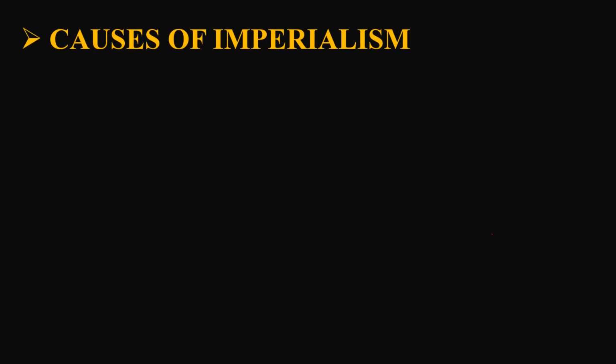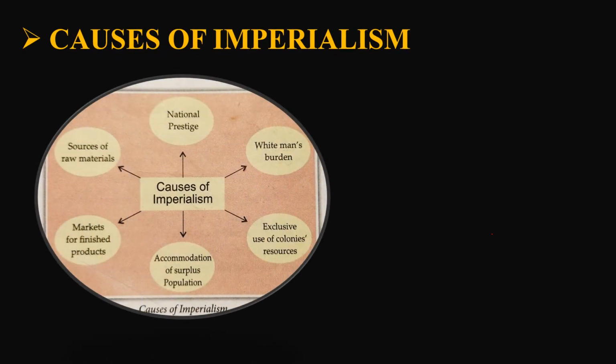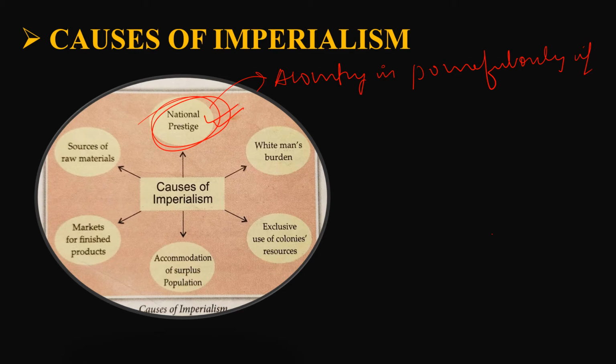So let us come to the causes of imperialism. Here we have a small diagram. It says the first one, national prestige. Now what is this national prestige? National prestige means a country is powerful only if it has more overseas possessions. Okay, clear. So this was one reason.